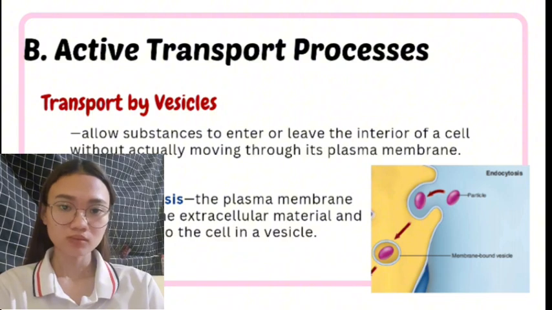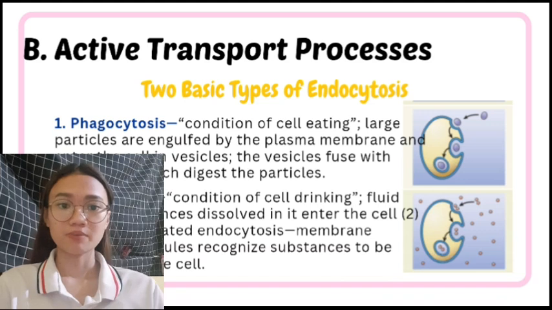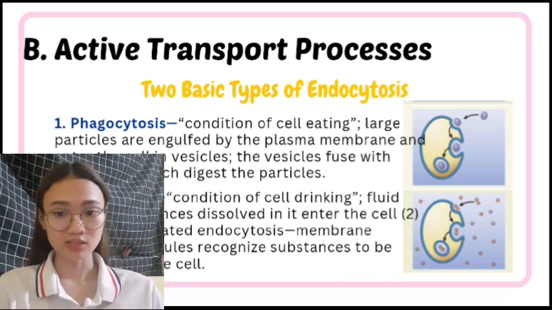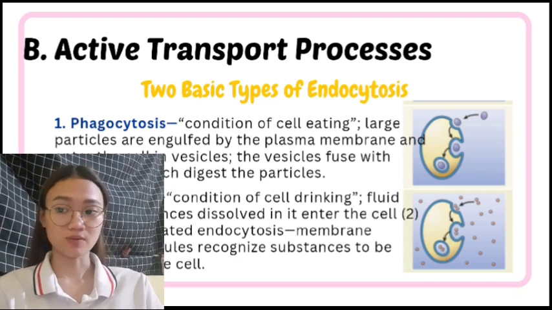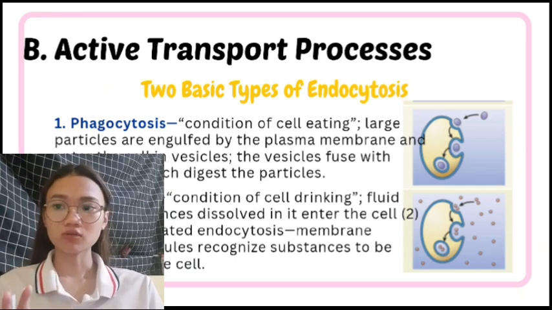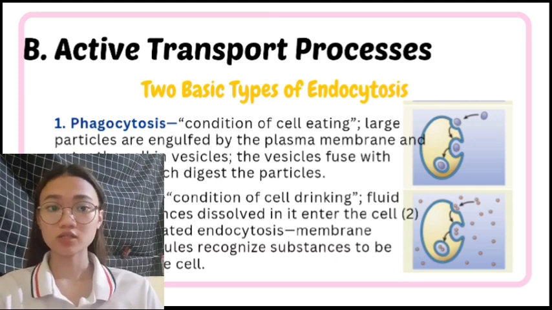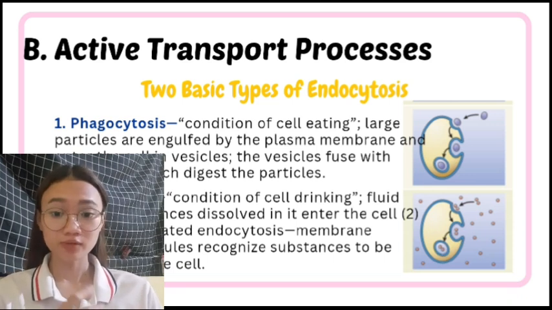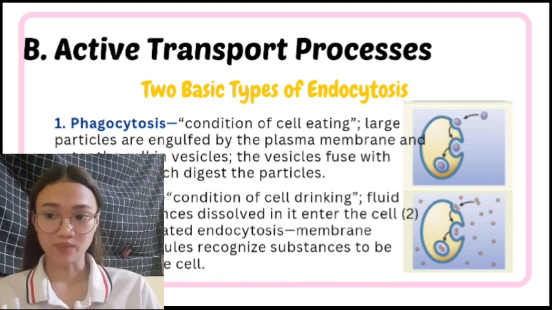So, we have the two basic types of endocytosis. One is the phagocytosis and the second is the pinocytosis. So, phagocytosis is a condition of cell eating. So, dito, ini-involve niya yung mga large particles like the microorganisms. Kung makikita nyo sa pictures, yung plasma membrane nakapalibot sa mga large particles and form vesicles para makapasok yung cells. So, once na nasa loob na yung mga cells, the vesicle fuse with lysosomes which digest the particles.